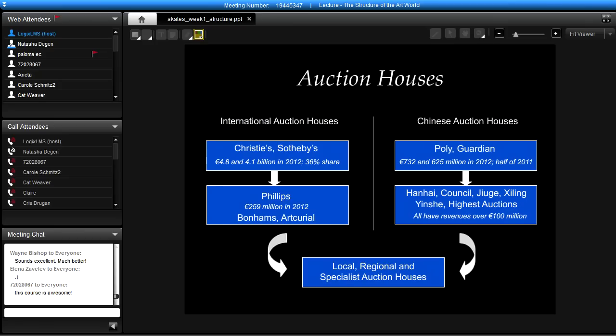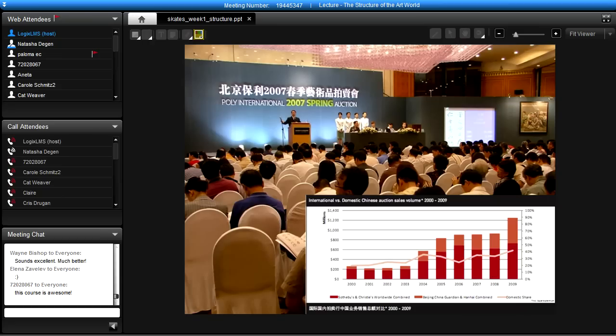One very interesting development over the past few years has been the rise of Chinese auction houses based in mainland China, although recently they've opened up offices in Hong Kong and even in New York. For instance, at the head of the field is Poly, or Bao Li, and Guardian. Poly was only founded in 2005, so this is a really amazing and very, very rapid development. Guardian was founded in the mid-90s. Both of those sort of lead the field.